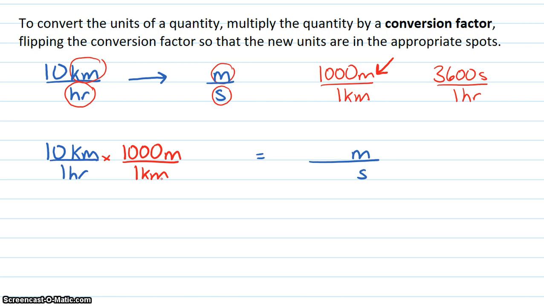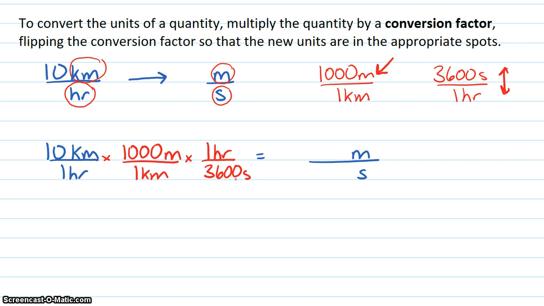Now, what else do I want? I want seconds on the bottom line. So right here, seconds is on the top line. We're going to have to flip this ratio so that seconds can be on the bottom line. So what I multiply with is not 3,600 seconds over an hour. It's 1 hour divided by 3,600 seconds.